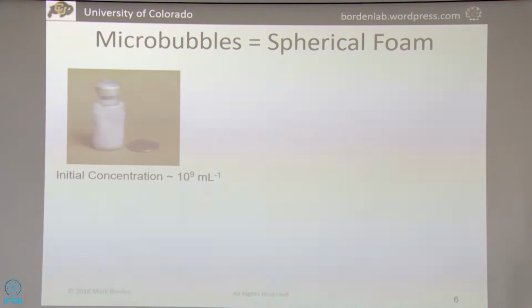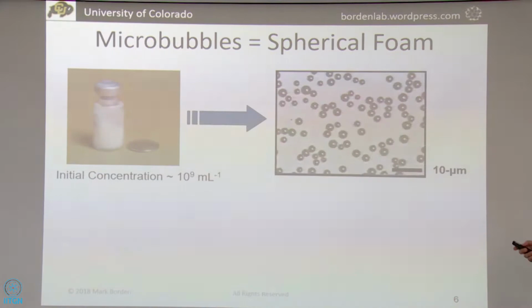Okay? So you can think of it actually as a suspension or a foam. If you let it sit long enough, all the bubbles will rise up. So it does form a foam. But what's interesting about microbubbles is that even when they rise up into a foam, that is a high volume percentage of gas, they remain as discrete spherical particles. Okay? So this is why we call it a spherical foam.